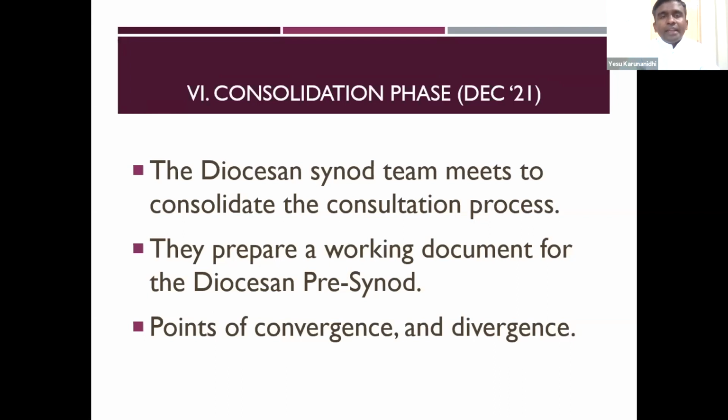So there could be a point of divergence, in the sense people who may still want to hold on to the institutional church. So on one side, people are open to an inclusive church. On another side, people are pulling towards the institutional church. So here, this point of divergence also has to be mentioned. And that is the work of the synod team at the 6th step.